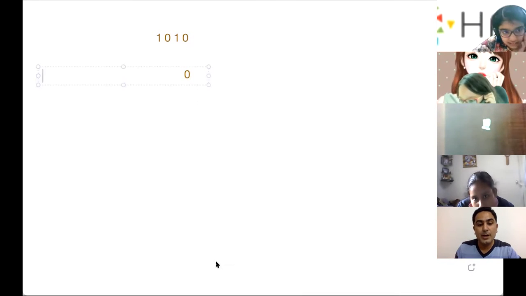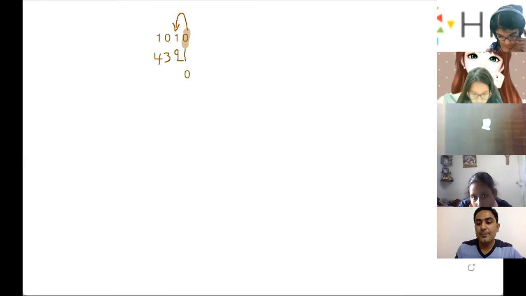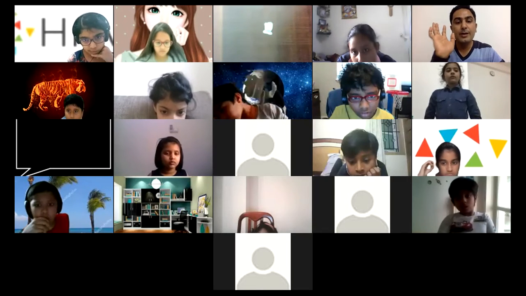Then we start from here and jump in this direction. Next is 1, and that is on the second place. So the positions would be like this: this is the 0 position, this is the 1 position, this is the 2 position, and this is the 3 position. You understood this so far? Is there any question?